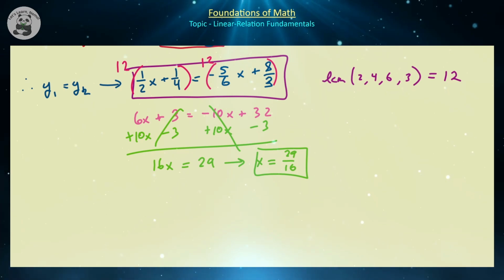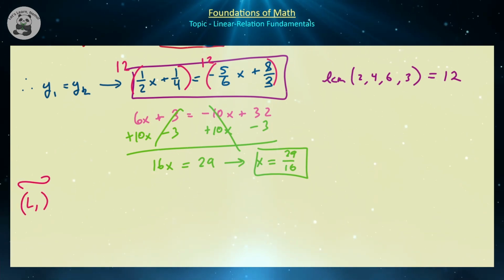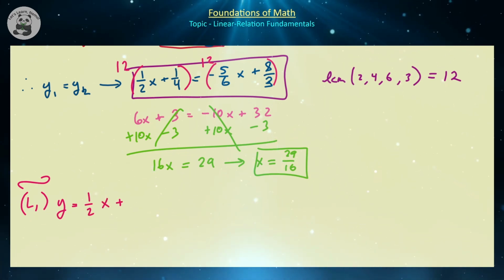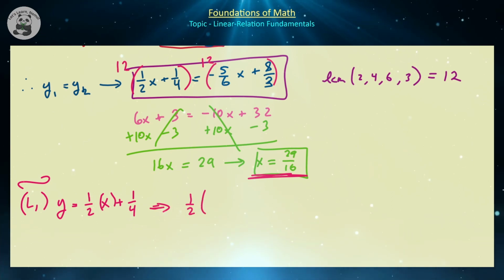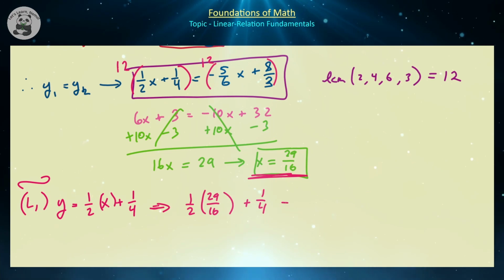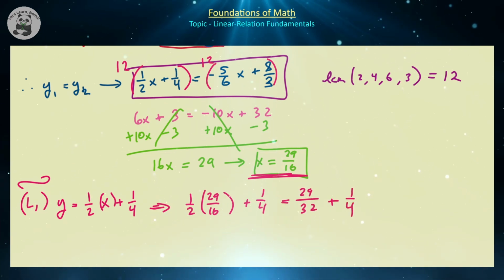Now we need to find the value of y. Keep in mind they have the same exact y value, so we can use either L1 or L2. I'm going to use the equation for L1. So the y value is going to be equal to 1/2 x plus 1/4, and then we're going to evaluate this at this particular x value. So that's going to be 1/2 of 29/16 plus 1/4, which is 29 divided by 32 plus 1 over 4.